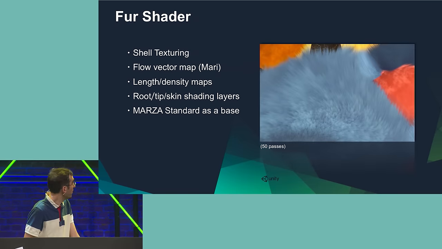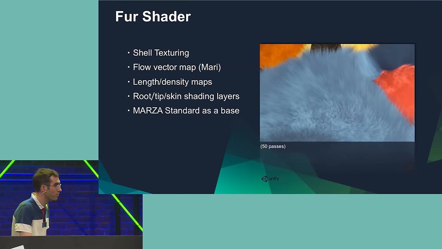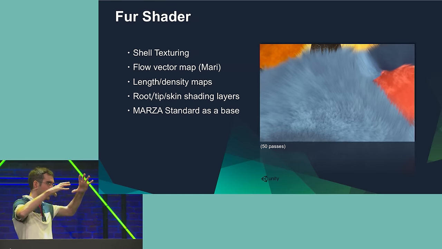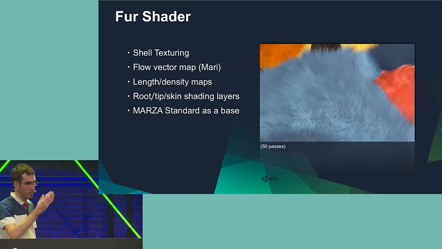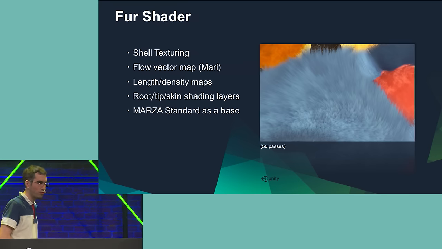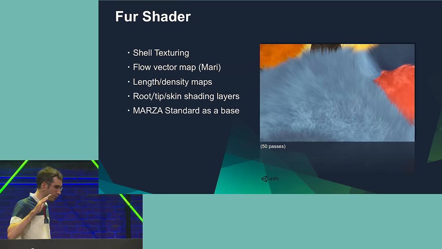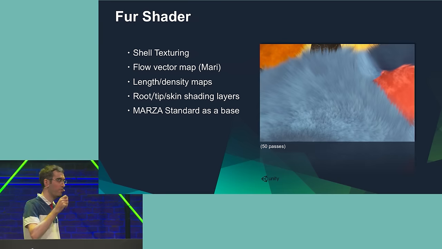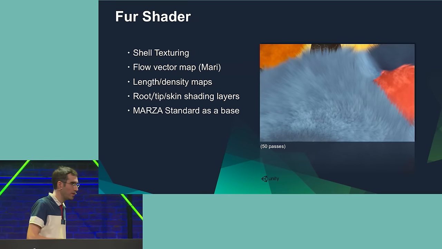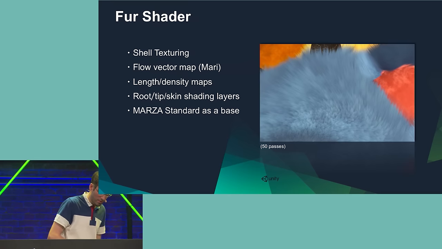The fur shader itself is based on a very well-known technique, I think. It was shell texturing. It's based on a geometry shader that gradually inflates the geometry to create layers with transparency and so forth. So pretty much all aspects of the shaders were controllable with maps, including the fur flow. We would use Mari actually to paint those maps. The length, the density, the color of the root, tip and the skin, and we will also use our own standard shader to do the actual shading.